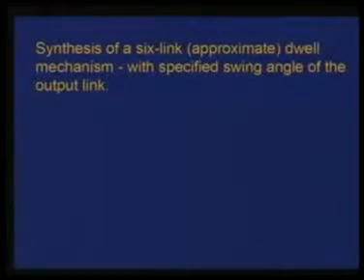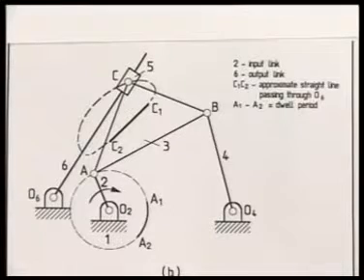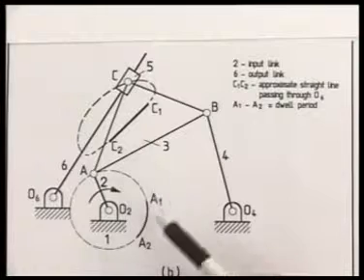So, we would like to synthesize a 6-link approximate dual mechanism with a specified swing angle of the output link. That means, between the extreme positions, the output link should swing through a specified amount, and during continuous rotation of the input link, the output link should have a dwell, or should not move, during some portion of the cycle. Let me explain the principle of this design with the help of the following figure.